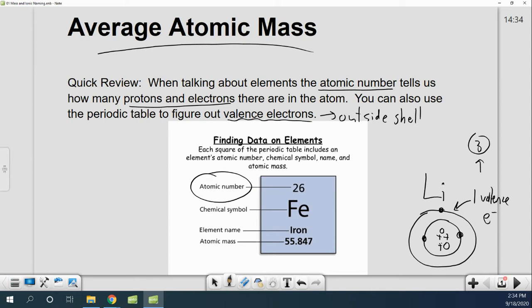So if you look at a square of the periodic table, you'd have your atomic number somewhere, you're going to have the symbol, you're probably going to have the name, and you're going to have the atomic mass. Those 4 things are on pretty much every single periodic table you're going to find. Now, there might be a few other pieces of information here and there, but those 4 are pretty consistent just about everywhere you go.